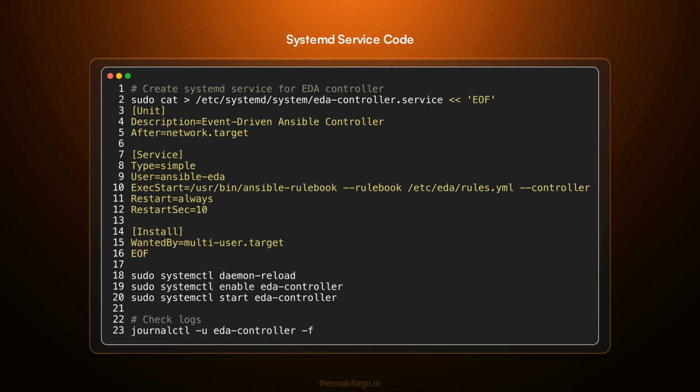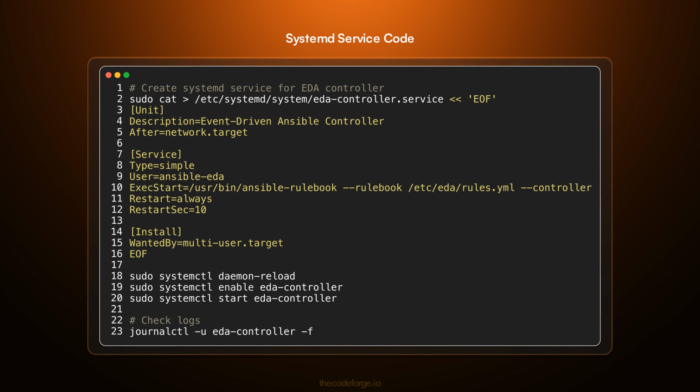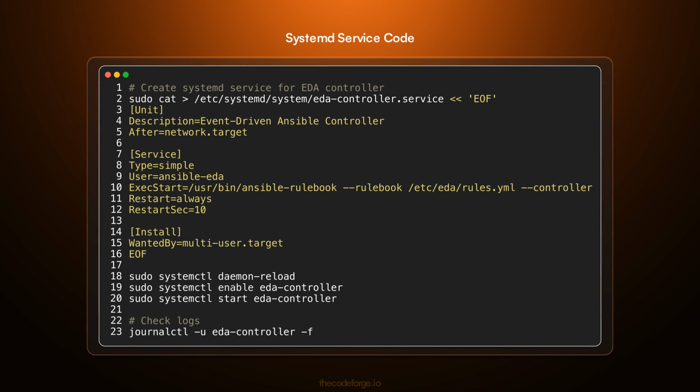This creates a systemd service for the EDA Controller. It runs as user ansible, restarts on failure, and logs to journald. You can check the logs with journalctl to monitor its health.